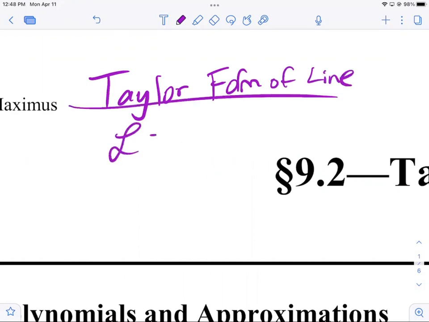We called it L equals y sub 1 plus m times x minus x sub 1. And I actually wrote it like that, okay? This is a very specific type of what belongs to the family of Taylor polynomials. This happens to be a first degree polynomial.